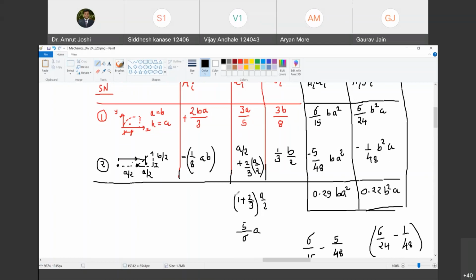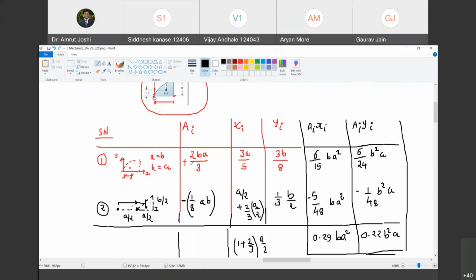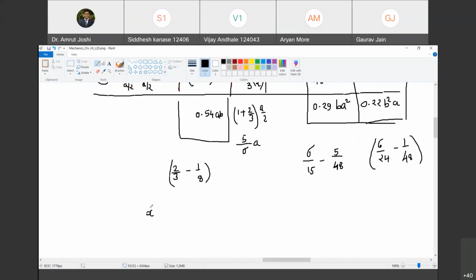Yes. Okay. So now we are going to find summation AI. So how much is summation AI? It is 2 by 3 minus 1 by 8. So tell me how much is that? 0.54 AB. So can you tell me now what is x bar, or the x coordinate of the centroid with reference to O?